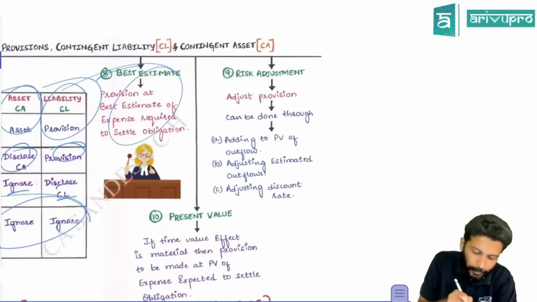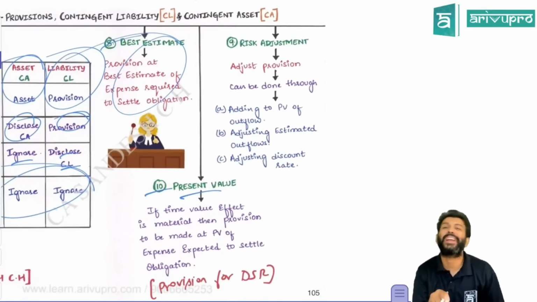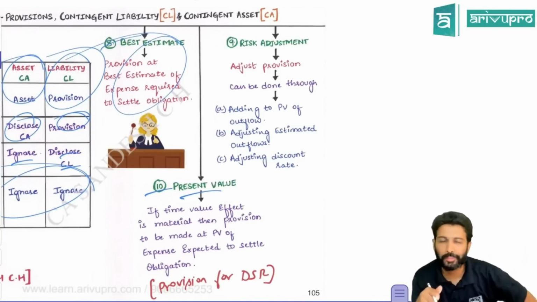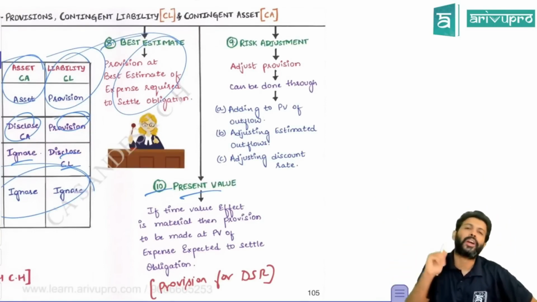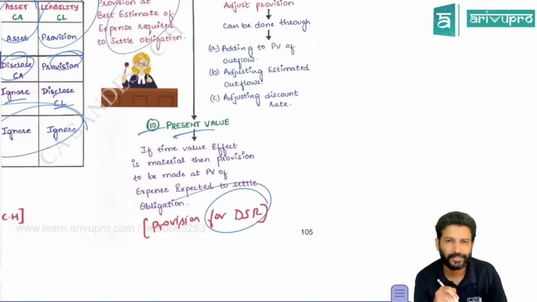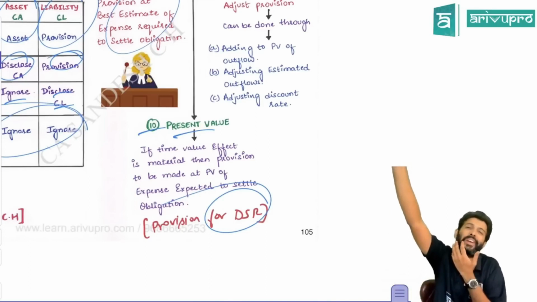Okay. Then present value. Sir, if you are expected to settle the provision after 1 year, generally if you're making a payment beyond 1 year, we say the time value of money effect is material. So you have to record the provision at present value. The perfect example for this will be a provision for DSR, right? Because you bought the asset now, but the DSR cost may come only after 5 years. Correct?